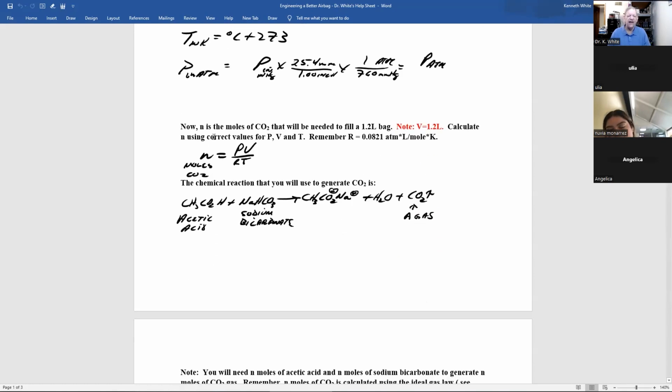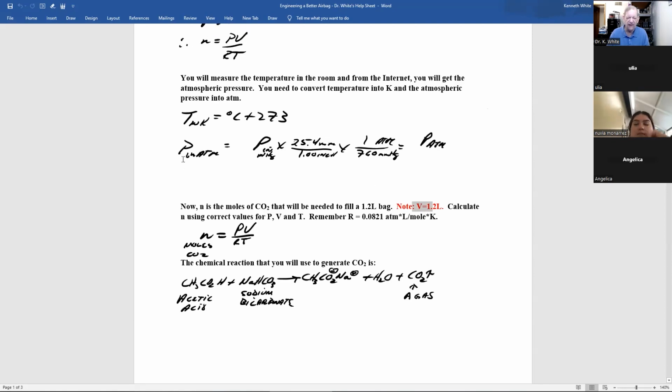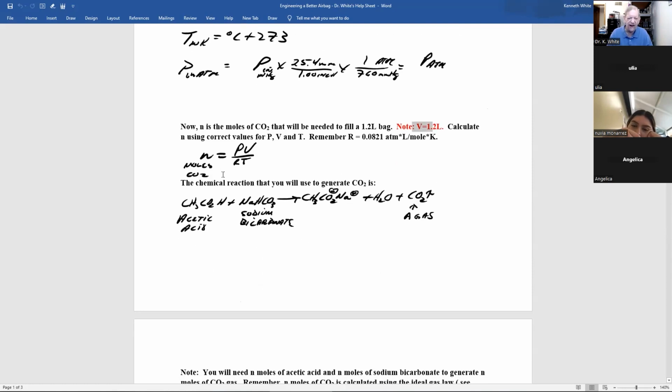Now here, N is the number of moles you calculated. How do you do that? To fill a 1.2 liter bag. So you're going to use PV equal nRT. V is going to be 1.2 liters. P you get from here. T you get from the thermometer, get degrees C in that. And V, like I said, is 1.2 liters. And you're going to get a number, N.